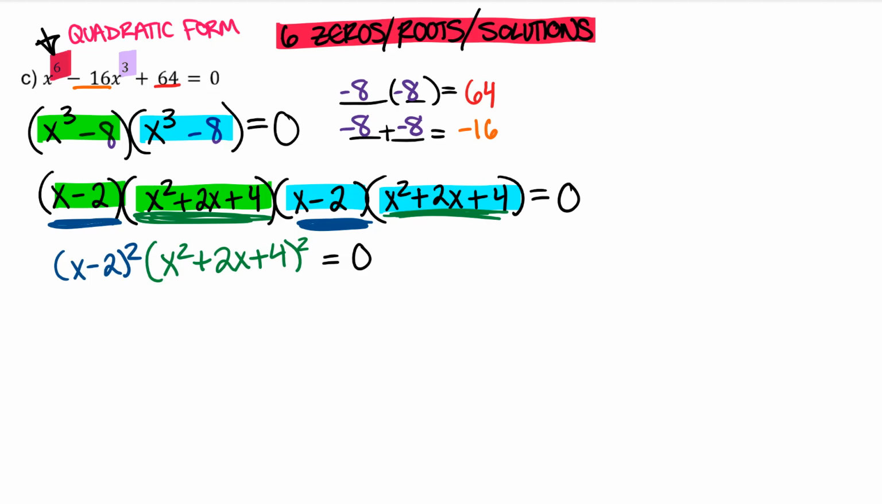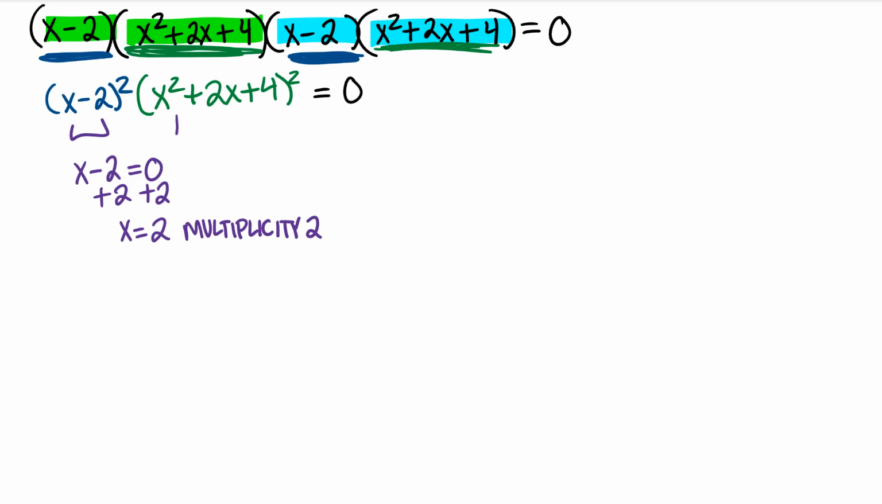So now when we use the zero product property, x equals 2 is a zero with multiplicity 2. So x equals 2 is actually 2 of the 6 zeros or roots that we need to find. Now use the zero product property for this trinomial. Remember, because this trinomial is quantity squared, its solutions will each have multiplicity 2. This one's actually a great candidate for completing the square, so I'm going to do that.